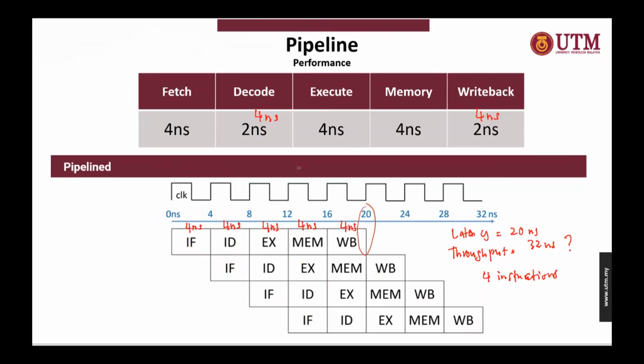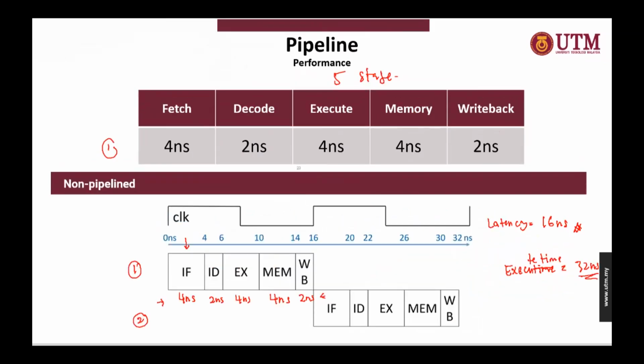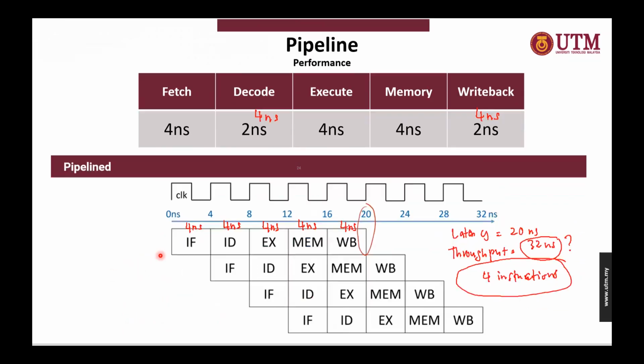4 instructions can be executed for a period of 32 nanoseconds, compared to non-pipeline, where only 2 instructions can be executed for a duration of 32 nanoseconds. You can see here, the first instruction costs you another 16 nanoseconds, then the second instruction another 16. So in total 32 nanoseconds, for the non-pipeline you can only execute 2 instructions, while the pipeline executes 4 instructions.